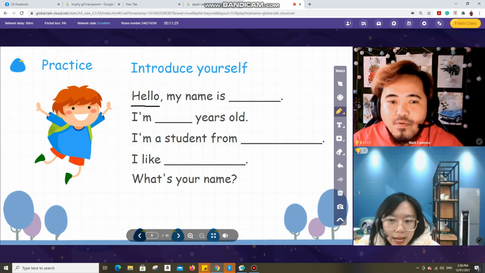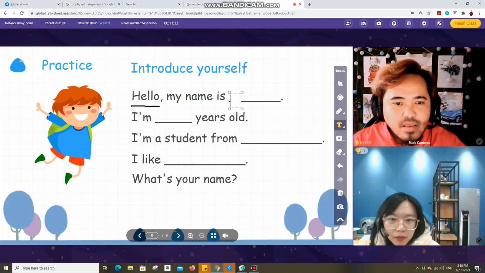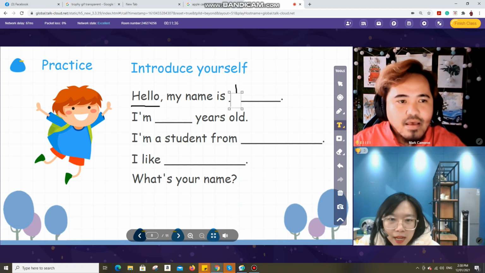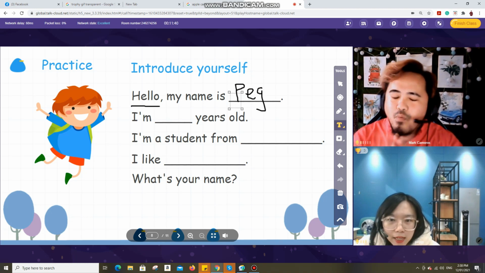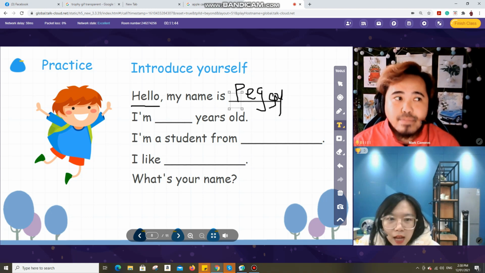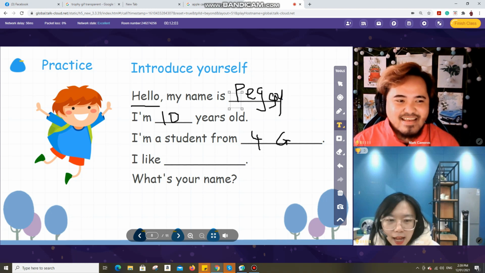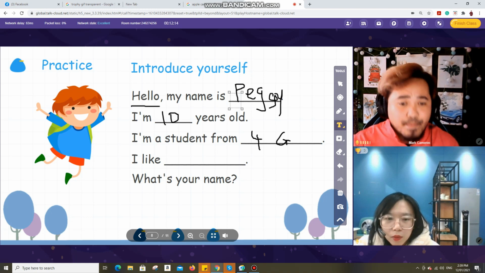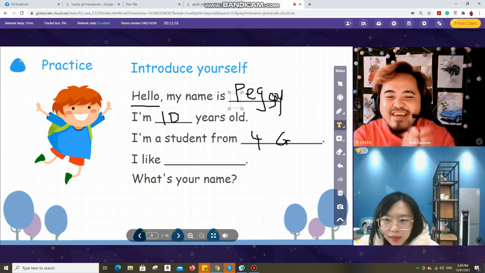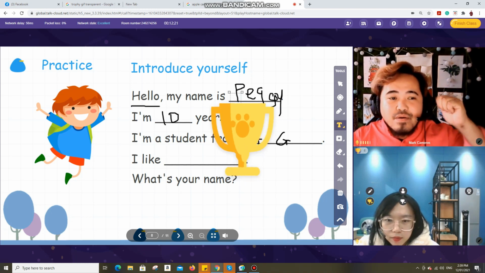I need to write. Oh, you need to write. Hello, my name is Peggy. Wow. I am 10 years old. Wow, very good. I'm a student from class 4, grade 5. Yay! I like read books. Oh, I like reading books. Very good. What's your name? Yay! Very good with that one. And because of that, I will give you your trophy.